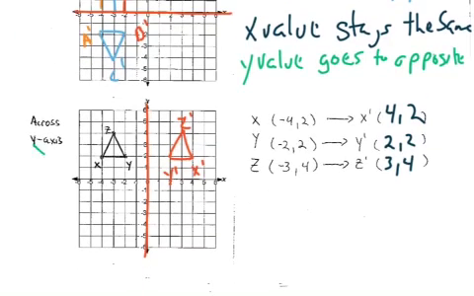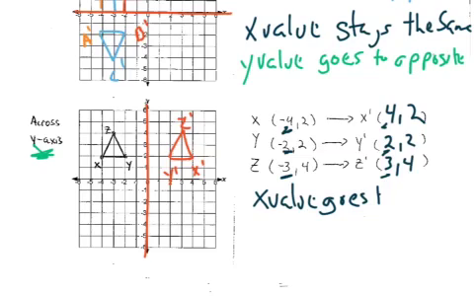Well, take a look when we go across the y-axis. Well, what stays the same? What changes? Well, hopefully you can figure that out. Let's take a look here. What happens to the x value? X value here I'm at -4, now I'm at +4. -2, +2, -3, +3. Well, now the x value goes to opposite.